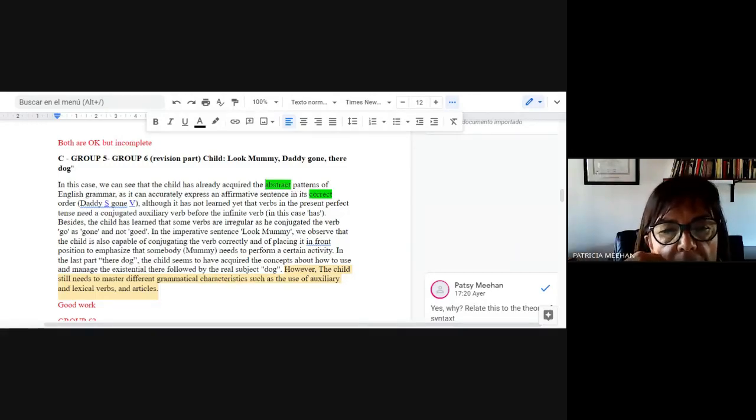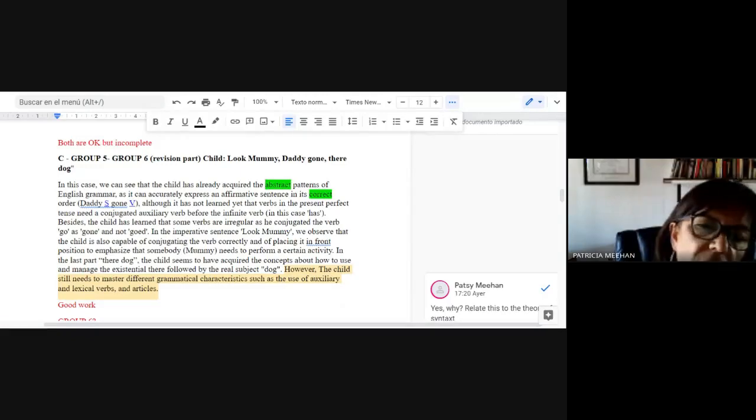as it can accurately express an affirmative sentence in its correct order. This is not the correct order in English. That is gone. It's the what. The word is not correct, the adjective. Is what type of order?